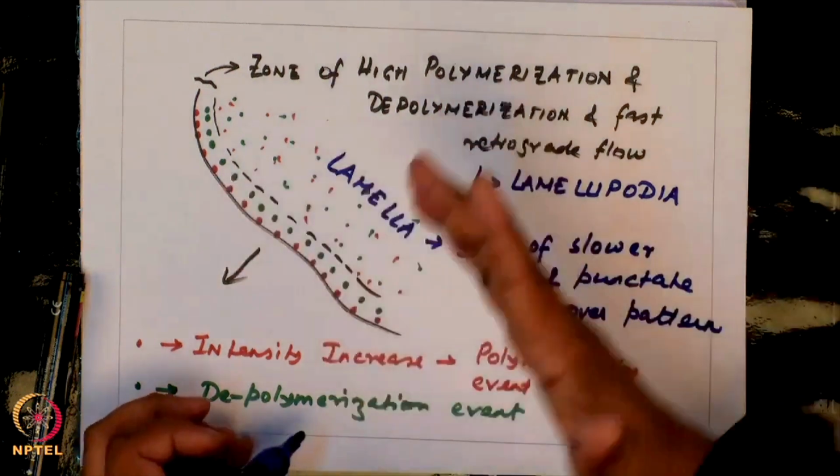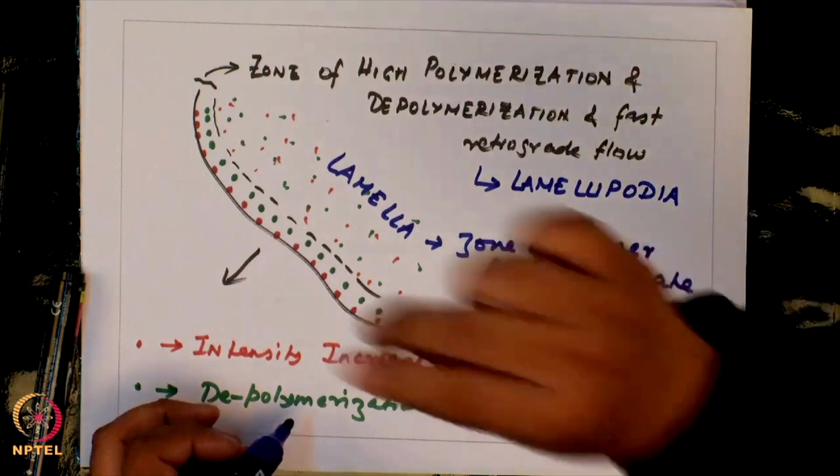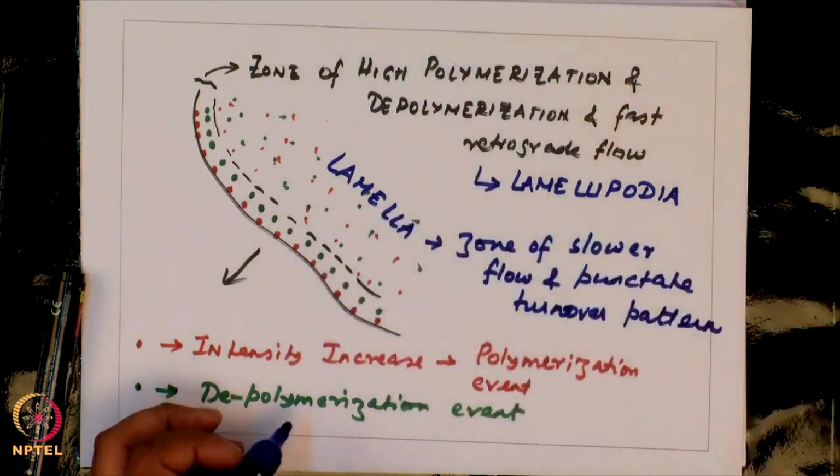So, you have two zones which seem to be physically distinct. The lamellipodia has fast retrograde flow and high turnover. And second is the zone of slow flow and punctate turnover pattern. This suggests that you have these two zones which are right next to each other, but probably they are physically distinct zones.